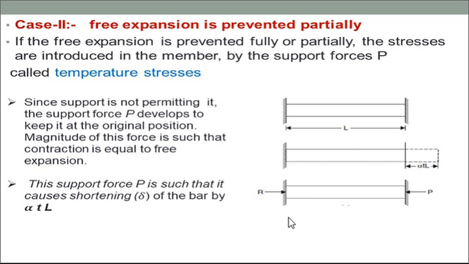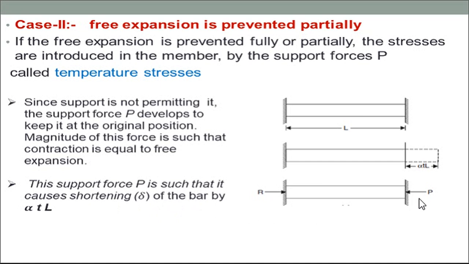So because of that, the temperature stresses are developed. Since the support is not permitting it, the support force P develops to keep it at the original position. The magnitude of this force is such that contraction is equal to free expansion. Because of that support, the contraction and the expansion are equal here. This support force P is such that it causes shortening of the bar. Because of this support, it is compressive in nature.